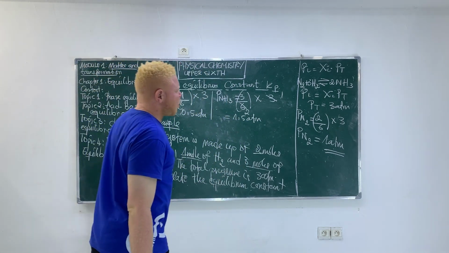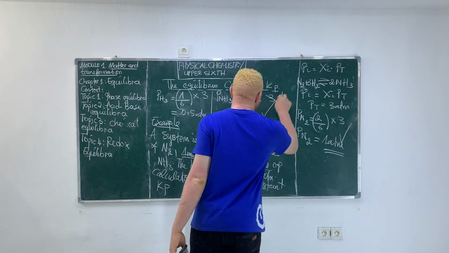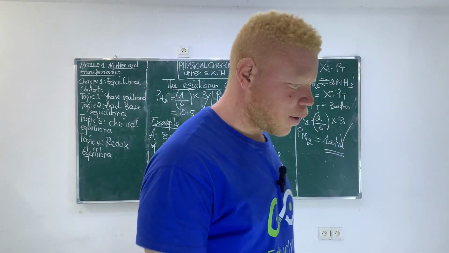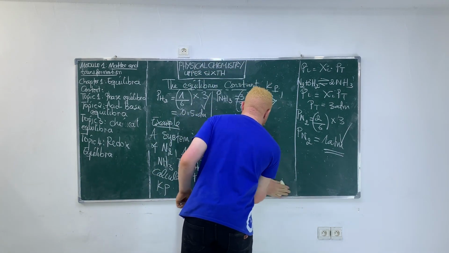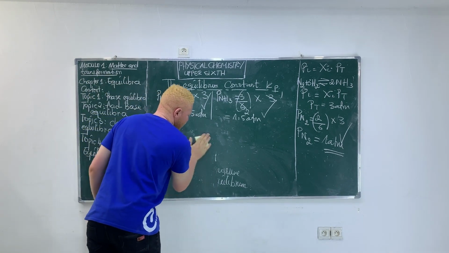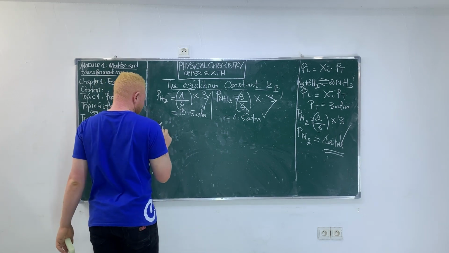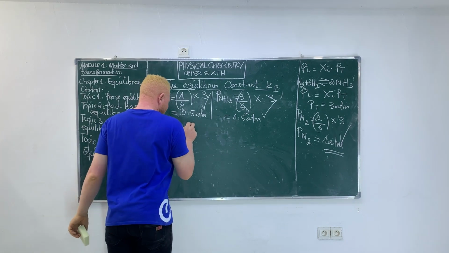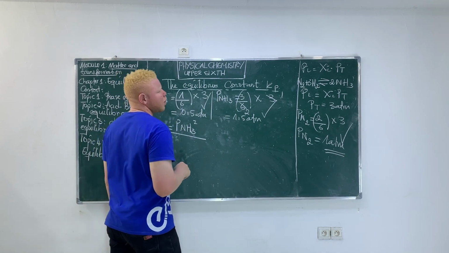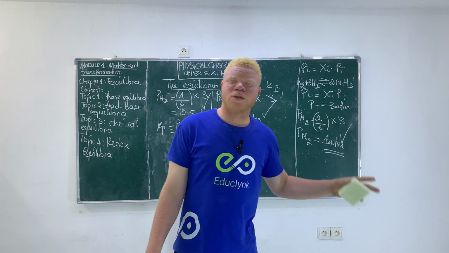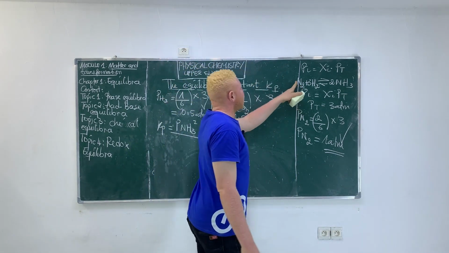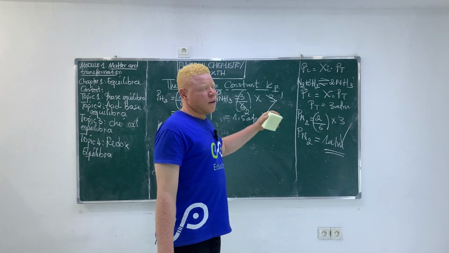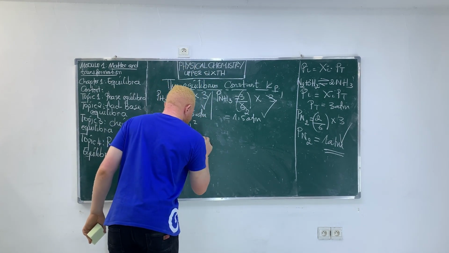Given that we already have all our pressures, the pressure of nitrogen, ammonia, and hydrogen, we can now apply the equilibrium constant expression. Kp is equal to the pressure of the product, which in this case is ammonia, squared, divided by the pressure of the reactants. We have 2 reactants, nitrogen and hydrogen. For nitrogen the coefficient is 1, and for hydrogen the coefficient is 3.